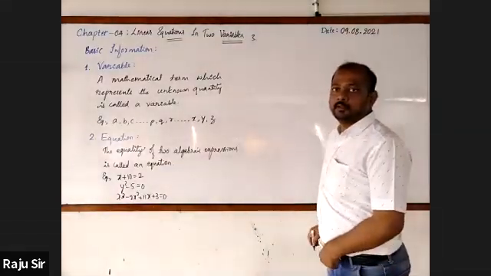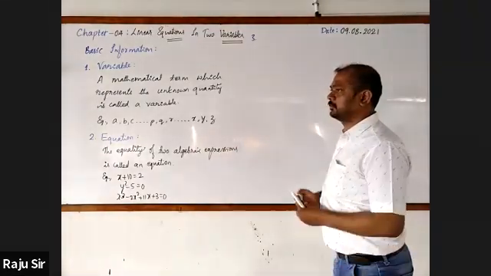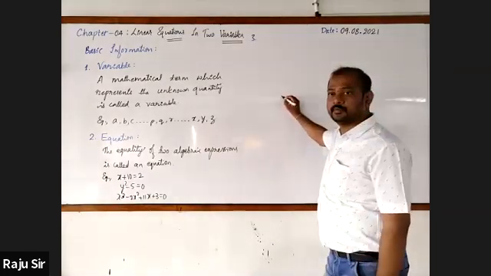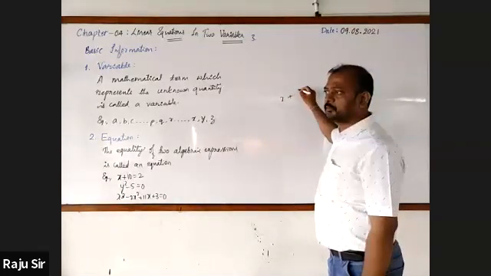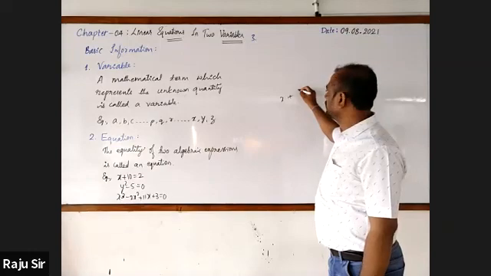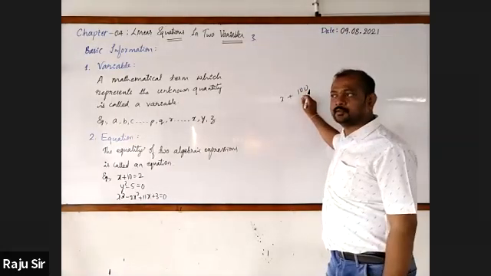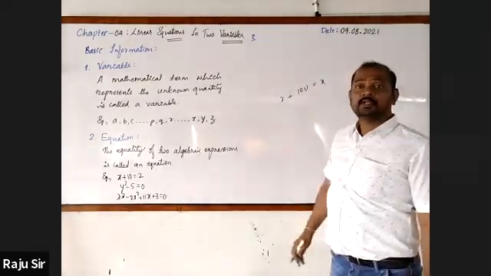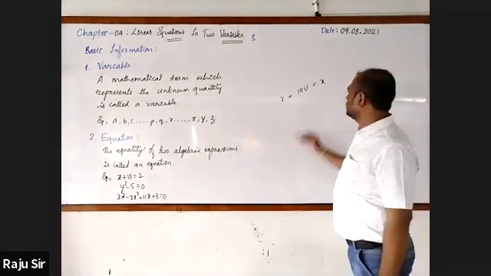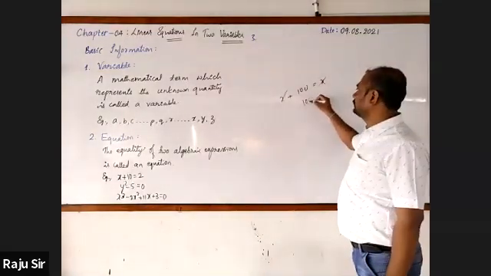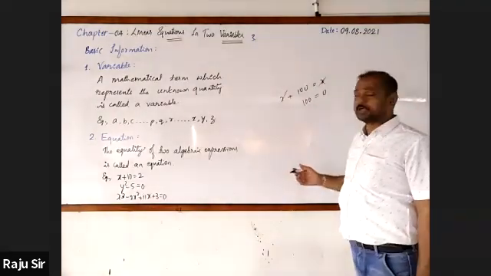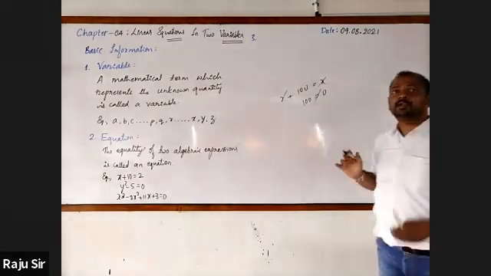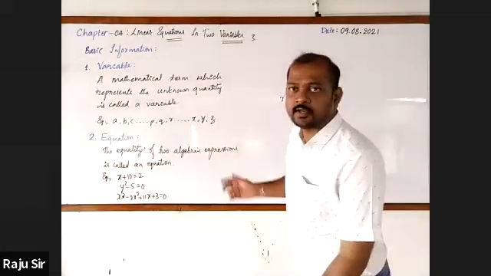Sir, is x plus 100 is equal to x an equation? Not at all possible. The reason is, when you cancel them, you get 100 is equal to 0. Is it possible to say 100 as 0 or 0 as 100? No, sir. 100 will never be equal to 0. It's not an equation.